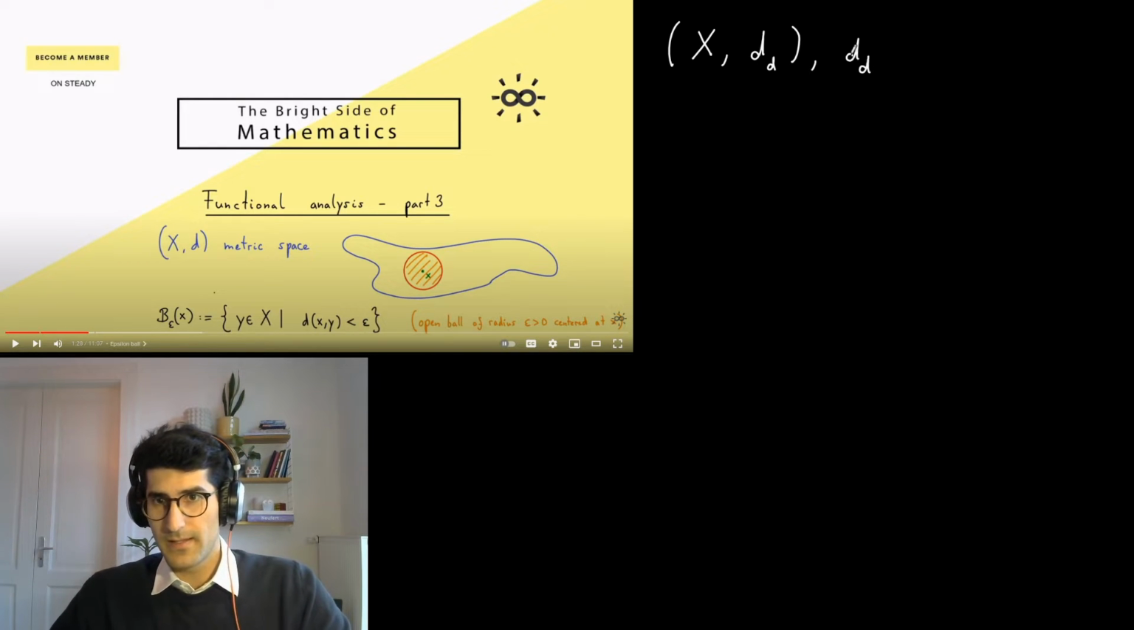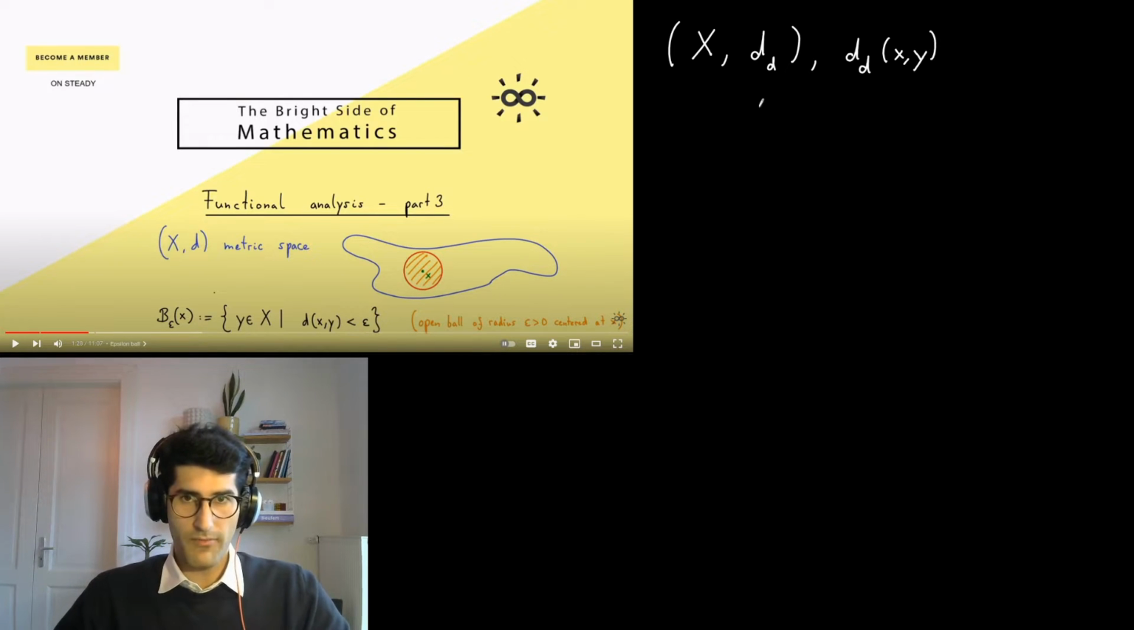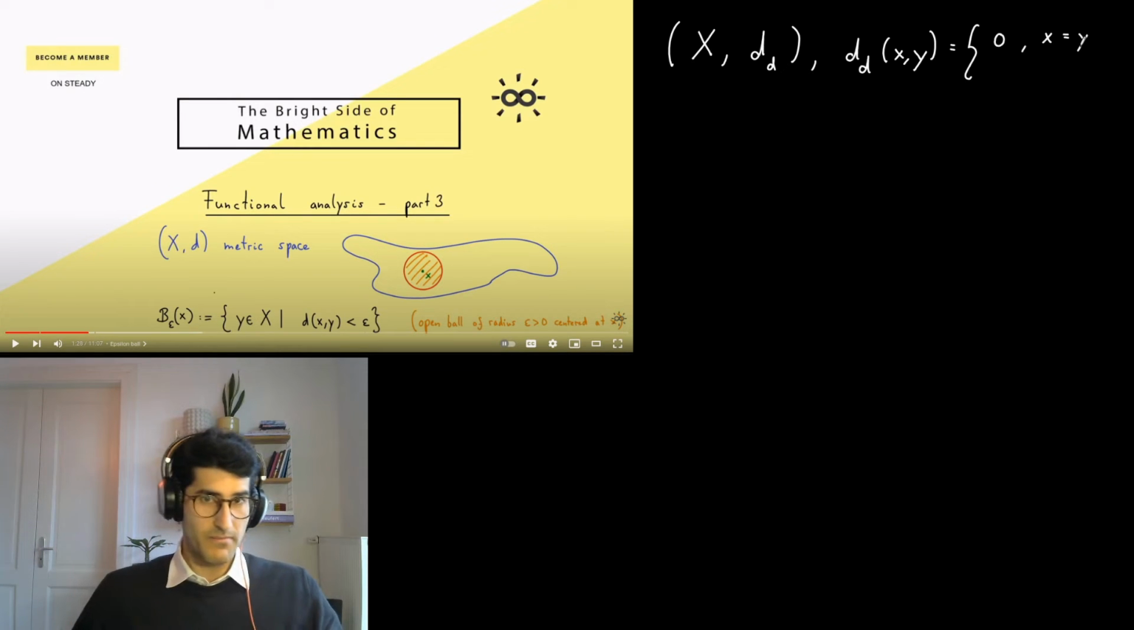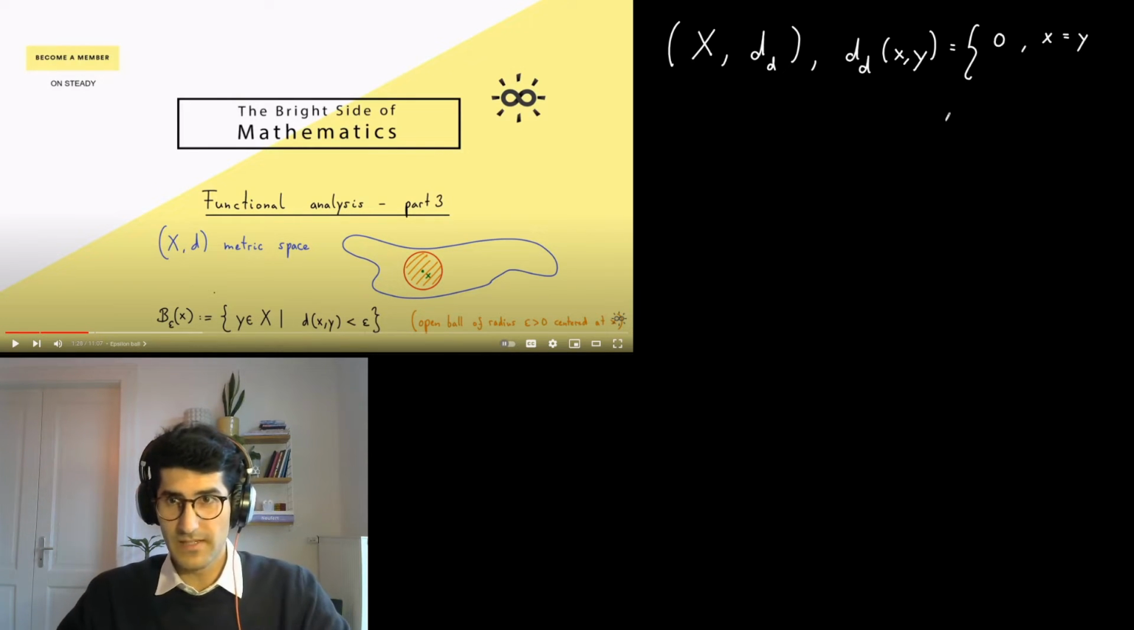Recall. The discrete metric, so the discrete distance between 2 points x and y of our non-empty set X, is either 0 if x equals y. This is what we need to have definiteness. And we say it's 1 if x is not equal to y.